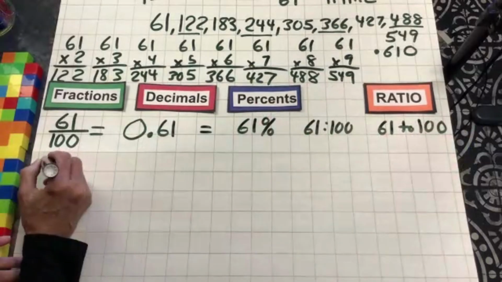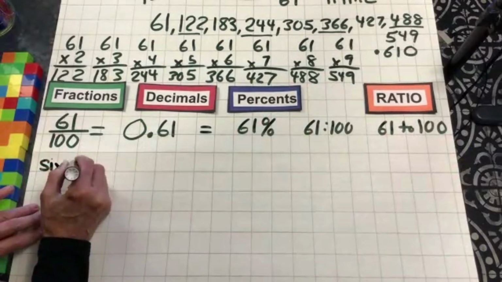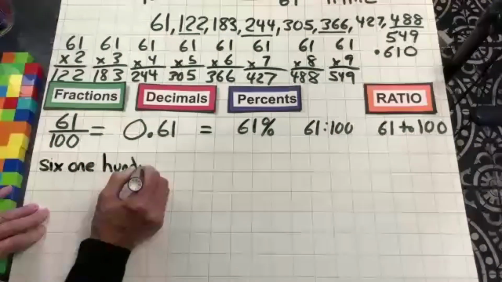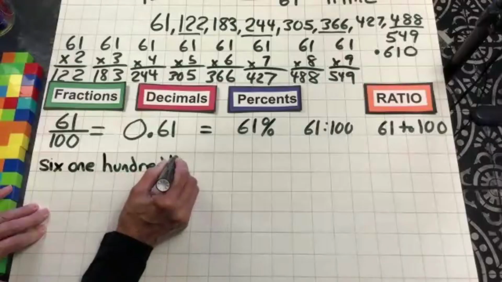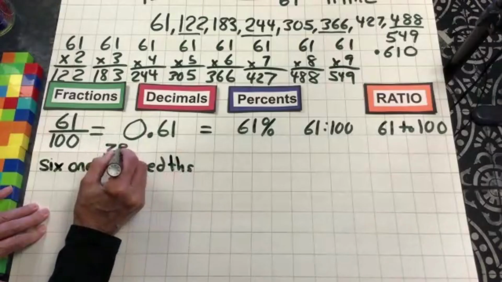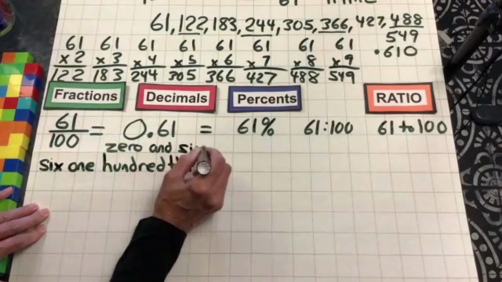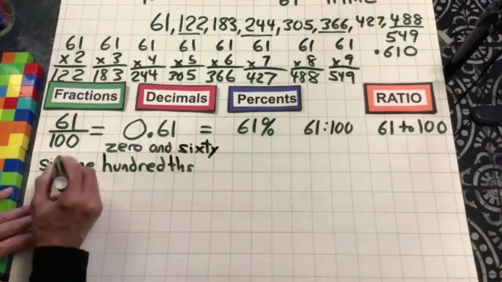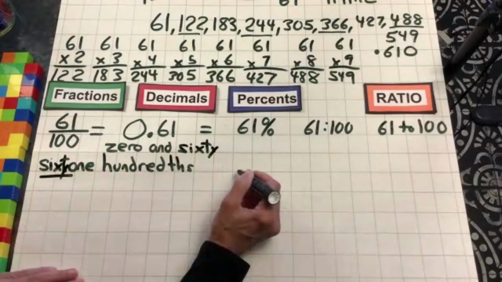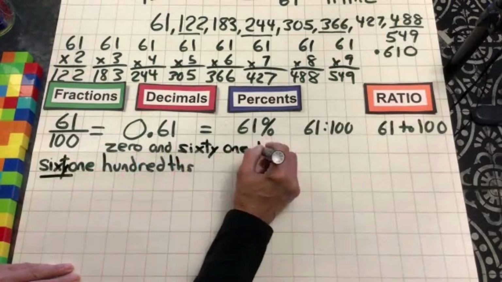Let's go ahead and do the word form. So this is 61 hundredths. And remember that TH means part of a number. Then we have 0. And for our decimal, sixty. Oops, this is supposed to be a TY. Sorry about that. Made my little mistake. 61, 0 and 61 hundredths.